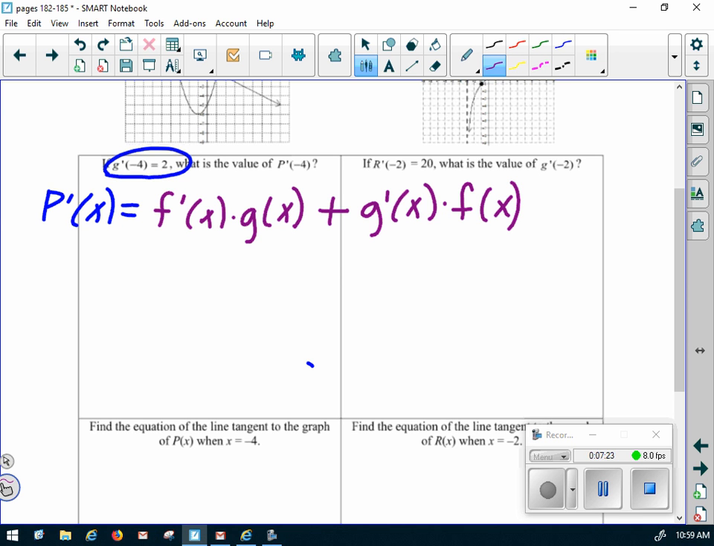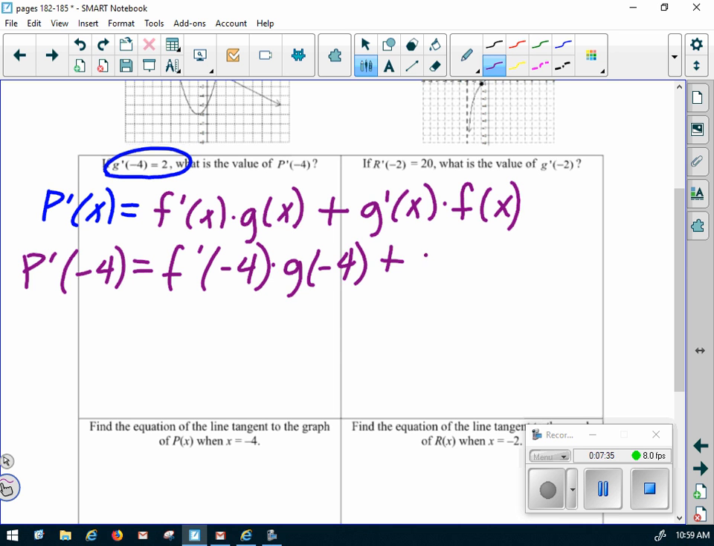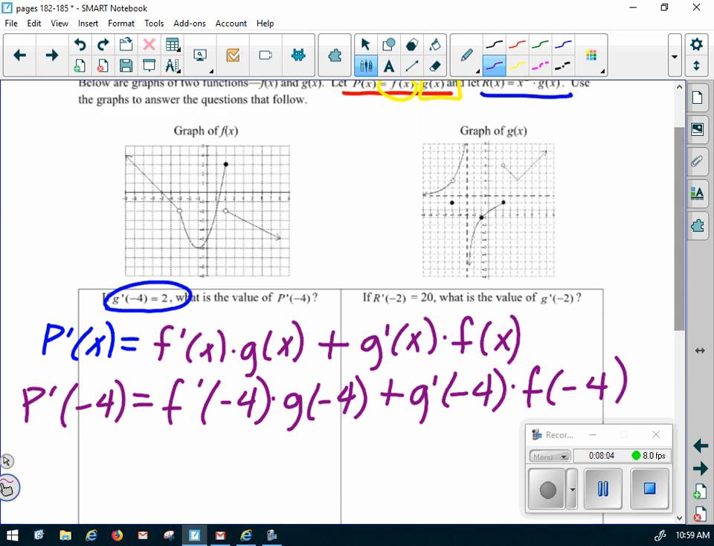Now we're going to evaluate that at negative 4. So p prime at negative 4. Now I'm just going to write all of this out. I'm just going to substitute negative 4 in there. And we've got to go find each one of those values. Please notice that one of those values is given right here. We know what g prime of negative 4 is. So what's f prime of negative 4?